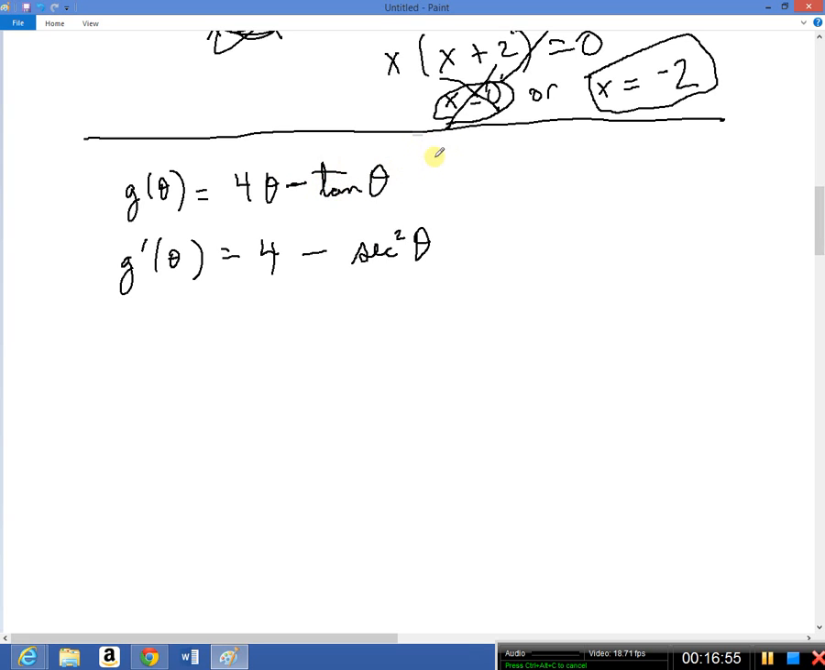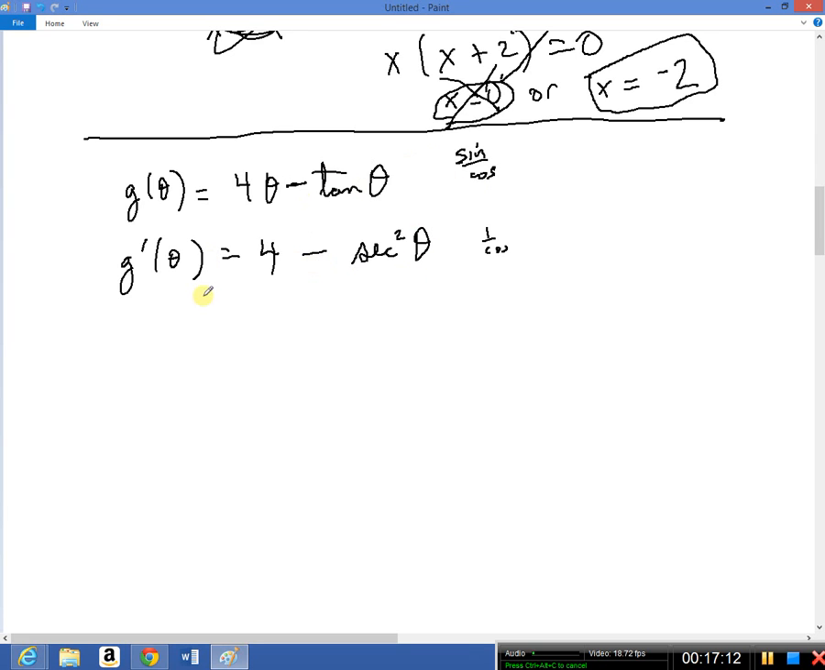Because here's what I'm thinking. Tangent is sine over cosine, and secant is 1 over cosine. So if this blows up because the cosine is 0, then this is going to blow up because the cosine will be 0. See?